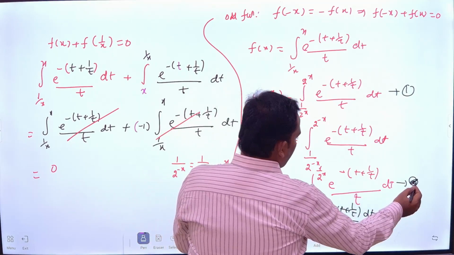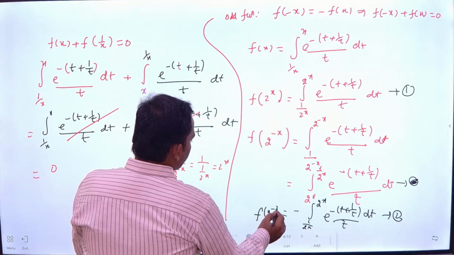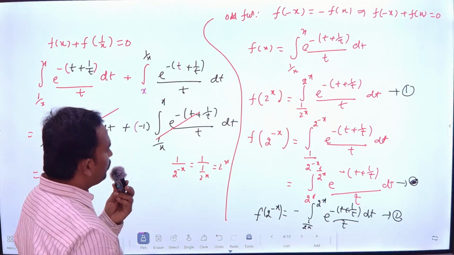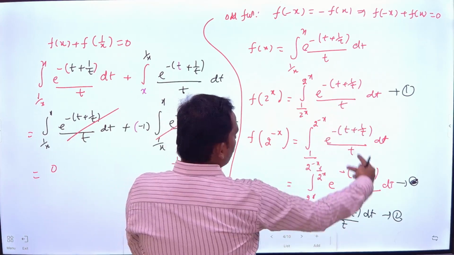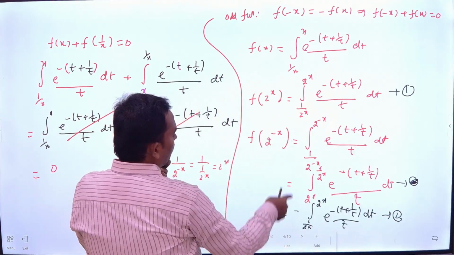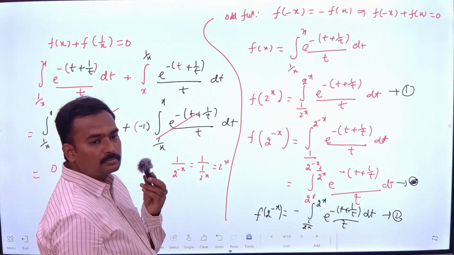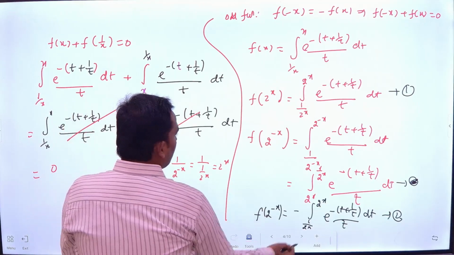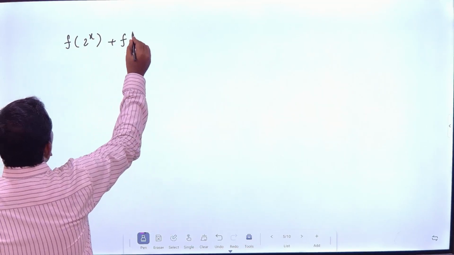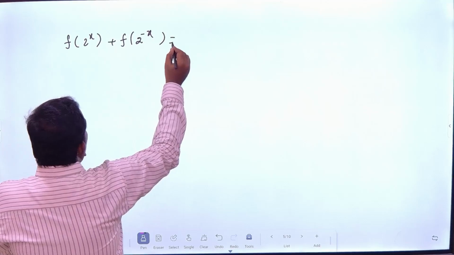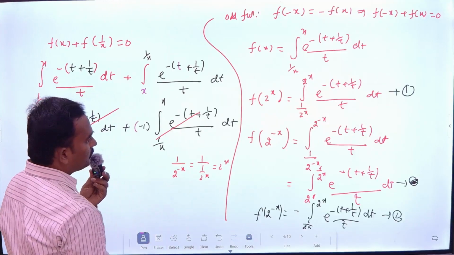Let us take this as the second, right? This is f of 2 power minus x, right? Okay, add these two things, you can see both limits will be the same and the function is also the same. Then here plus, here minus is there, right? So if you add these two things, you'll get 0, right? So finally, what we can conclude, f of 2 power x plus f of 2 power minus x equal to 0. Clear? Why is it 0?